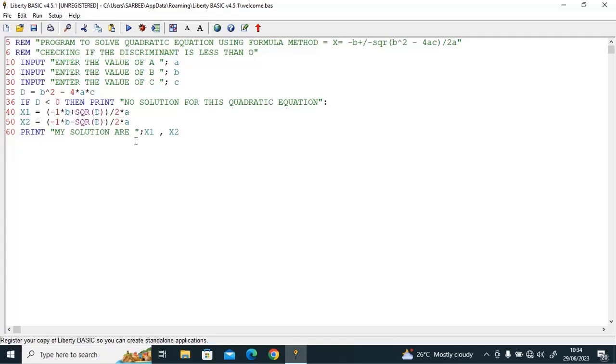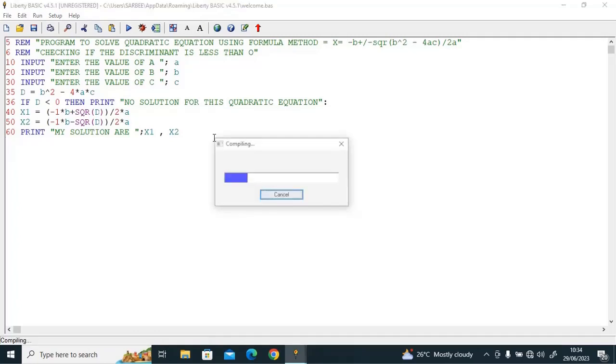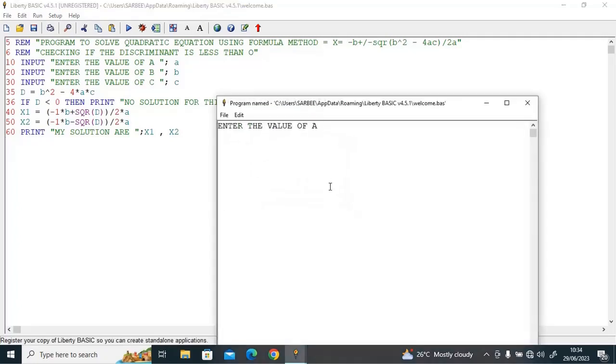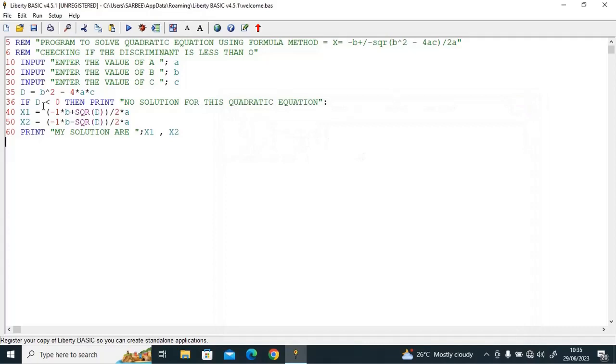Shift F3. So let's say a, let me use 2. 2 times 2 is 4. 4 times 1 times 1 is 4. 4 minus 4 is what? 0. Let me use a as 1, b as 2, and c as 1. This should give us 0. What is wrong? Something is wrong. B squared minus 4ac. There's something wrong somewhere.